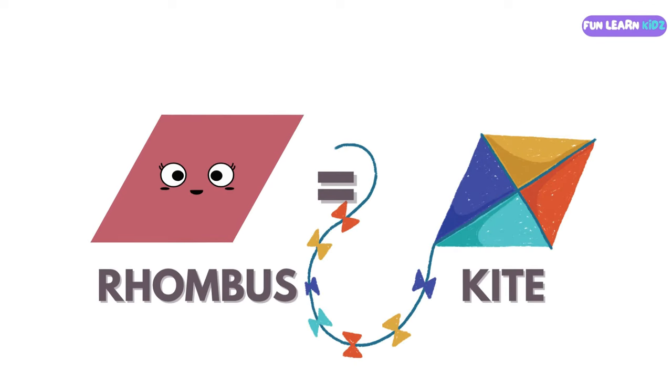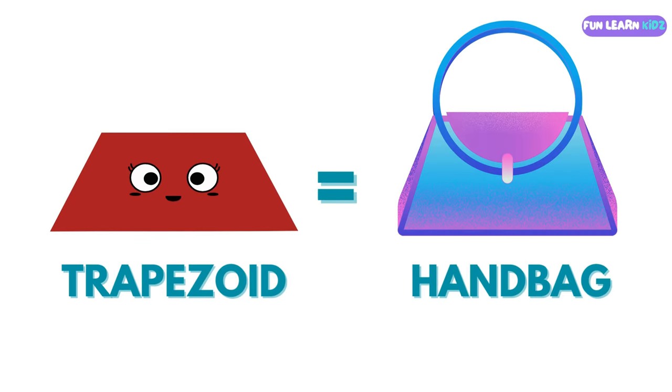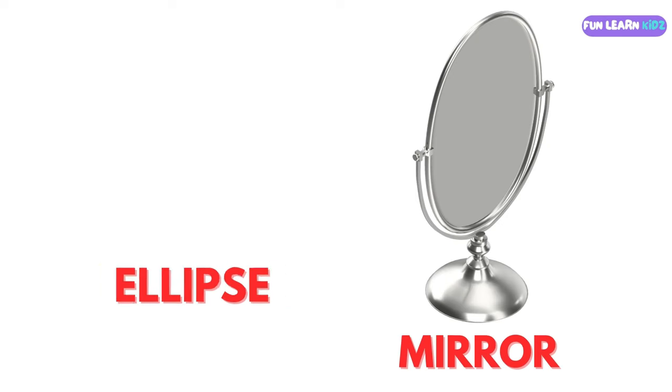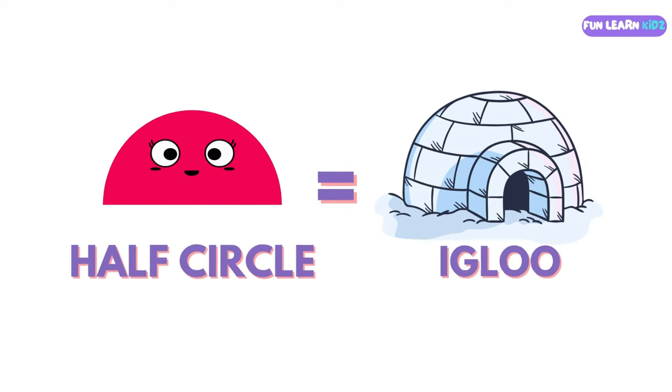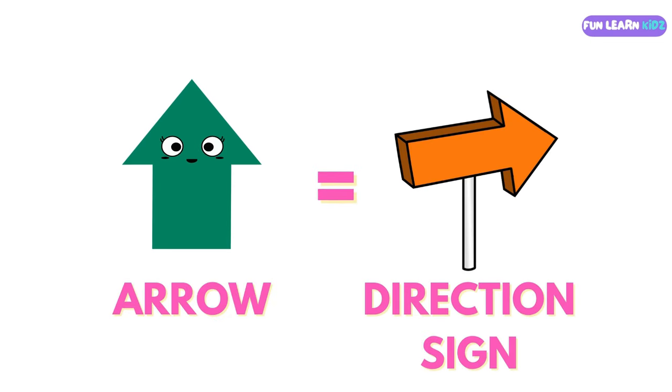Kite is the example of a rhombus. Handbag is the example of a trapezoid. Mirror is the example of an ellipse. Starfish is the example of a star. Igloo is the example of a half circle. Direction sign is the example of an arrow.